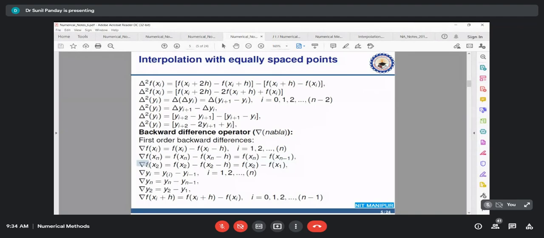And in particular for x2, it is f of x2 minus f of x1. Similarly, you can calculate the backward difference of f of x1 also, but you are not able to calculate the backward difference of f of x0. And similarly in terms of y also, nabla of yi is equal to yi minus yi minus 1, nabla of yn is equal to yn minus yn minus 1, nabla of y2 is equal to y2 minus y1.